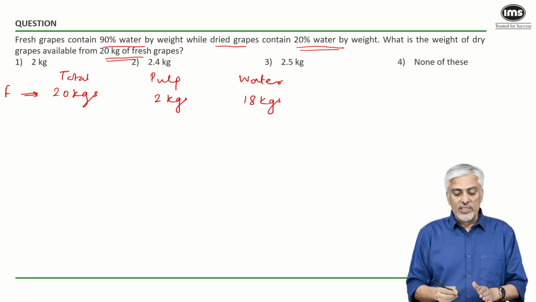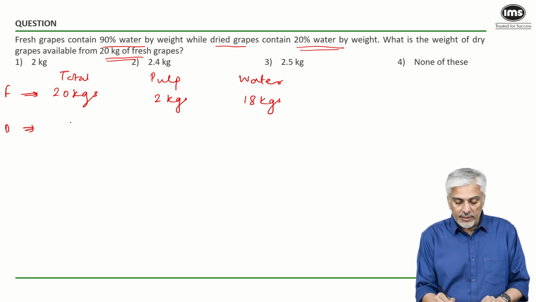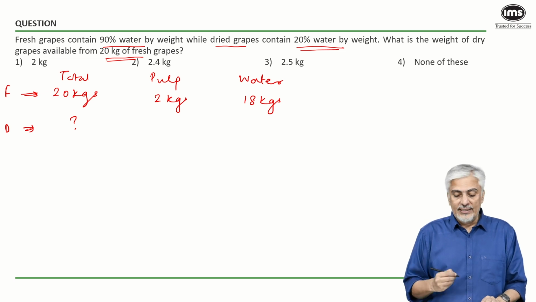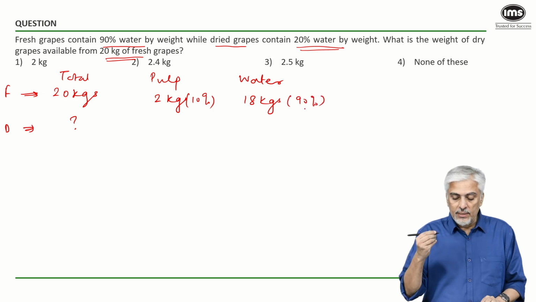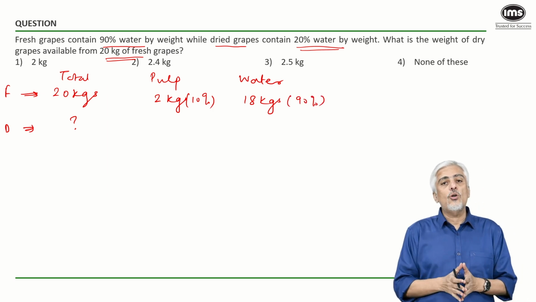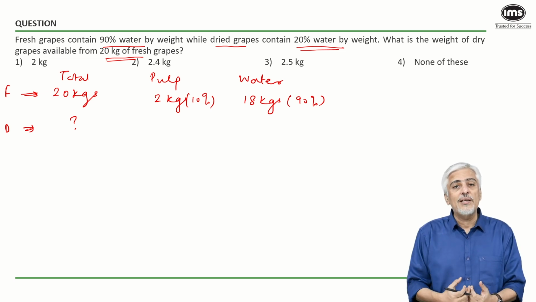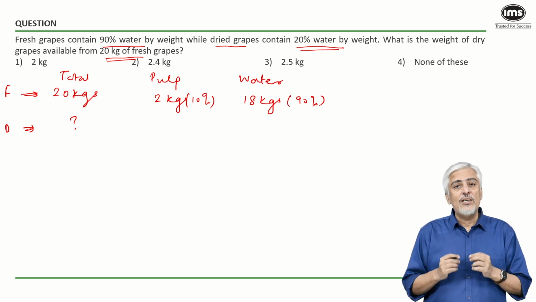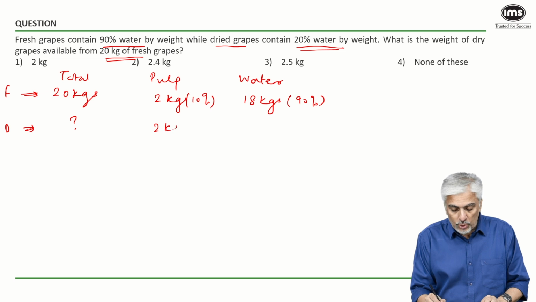Now, the question asked is how much dry grapes will I get from this? That means this is what is asked. When they have told us the pulp, over here pulp was only 10% and water was 90%. Now, what will remain constant? If I take fresh grapes, if I dry them, I remove the water, what remains constant? Very important this is. What will remain constant is the pulp. So, can I say the pulp will remain 2 kgs only?